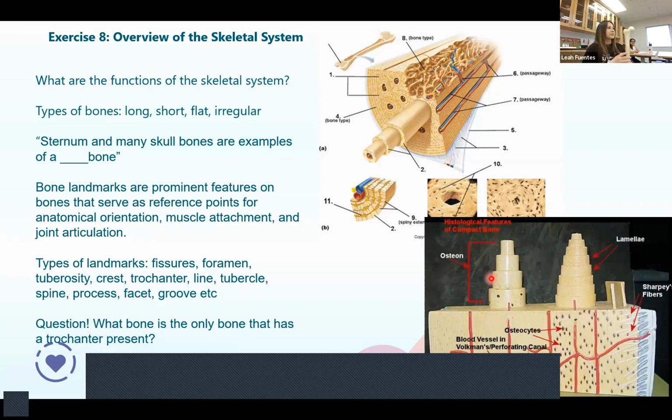So make sure you know, I think last semester on the exam, it was asked like, name the bone that has trochanters present: the femur. And then it will also ask you to identify one of the, or maybe even both of the trochanters.